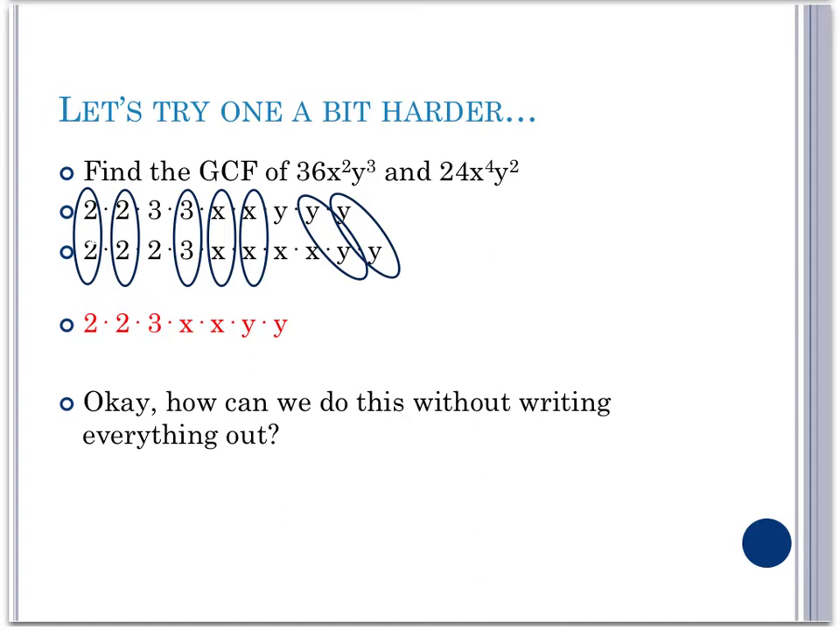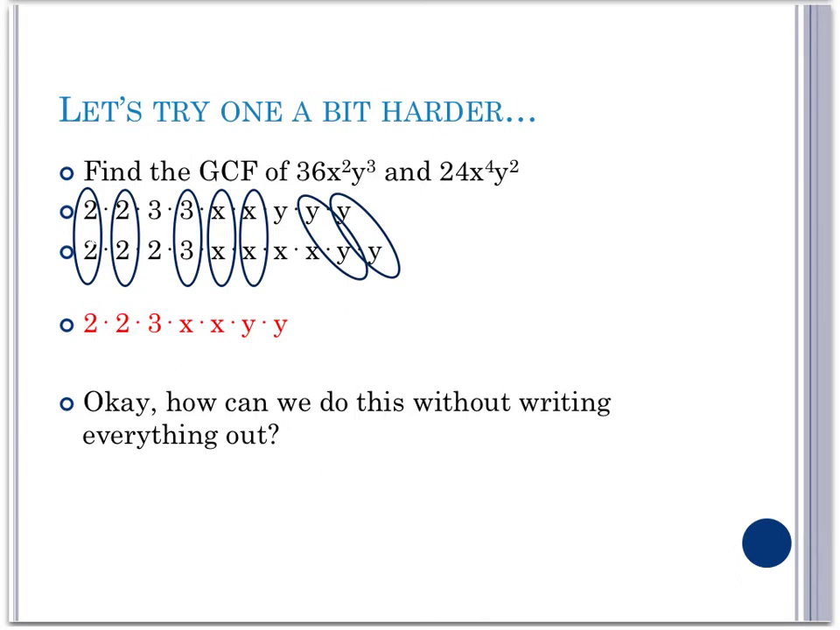We can look at this with numbers and variables that are a little bit harder to see. For example, 36x squared y cubed and 24x to the fourth y squared. Again, I've written out 36x squared, there's 2 x's, y cubed, there's 3 y's, 24, x to the fourth, you can see 4 x's, y squared.